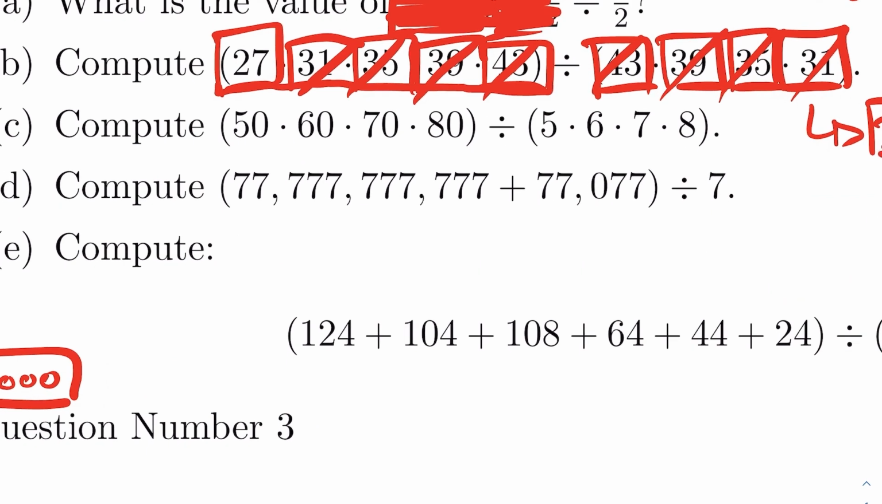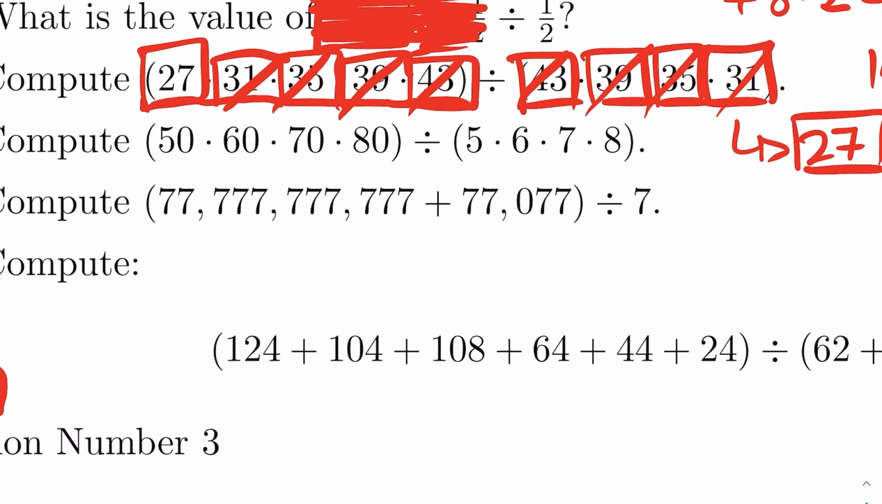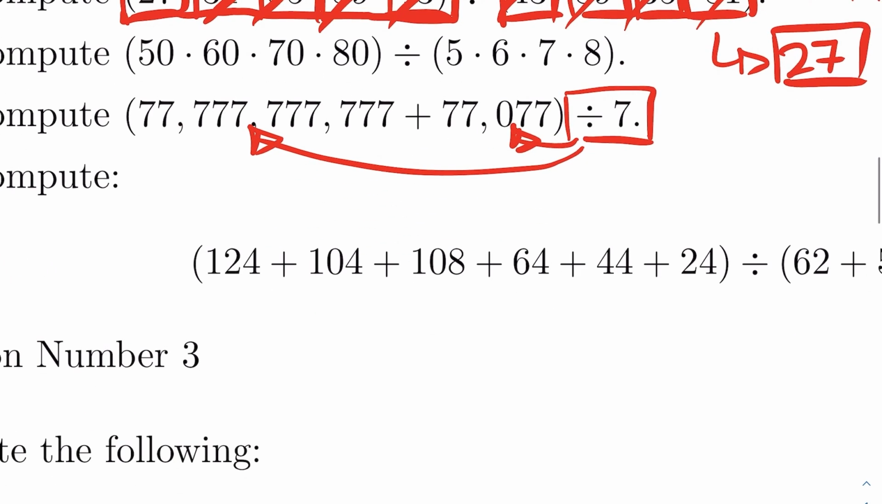For D, compute 777777777 plus 77077. So what I'm going to do here is distribute this 7 into here and into here. So what we'll get is 1, 1, 1, 1, 1, 1, 1, 1, 1, 1, 1 plus 1, 1, 0, 1, 1. And so we can go ahead and add that all up.